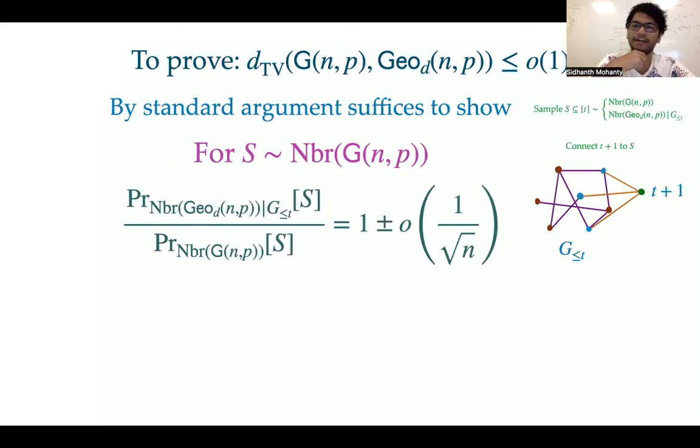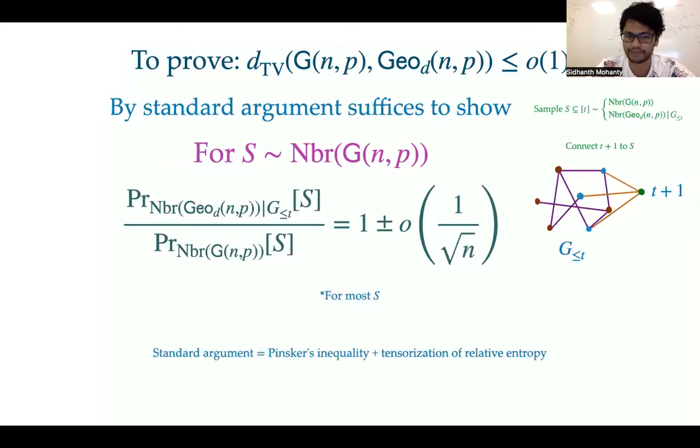And actually, by a rather standard argument in the context of information theory, which just for those who might be curious, is a combination of Pinsker's inequality and the fact that relative entropy tensorizes, it actually suffices to prove that for most sets, the ratio of the probability of connecting to the set in the random geometric model against the Erdős-Rényi model is very close to 1. In particular, it is 1 plus or minus about 1 over square root n.